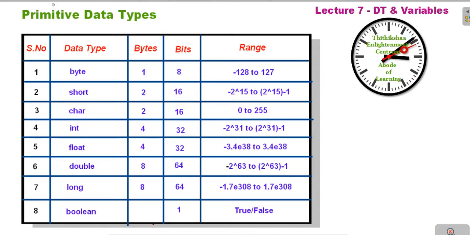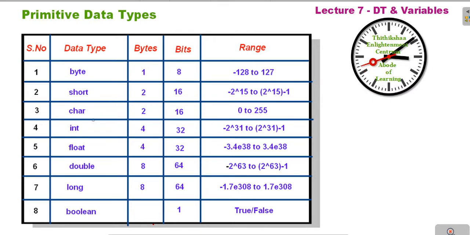So for byte it takes 1 byte, which is equivalent to 8 bits, and the range is minus 128 to 127. Next one is the short data type, and it takes 2 bytes. So 2 into 8 is 16 bits, and the range is minus 2 to the power of 15 to 2 to the power of 15 minus 1.